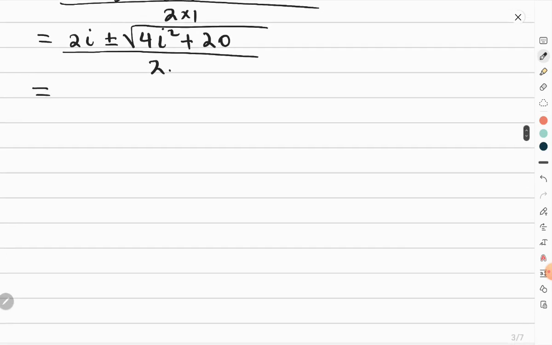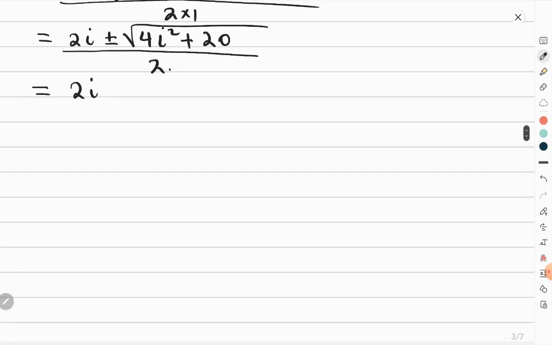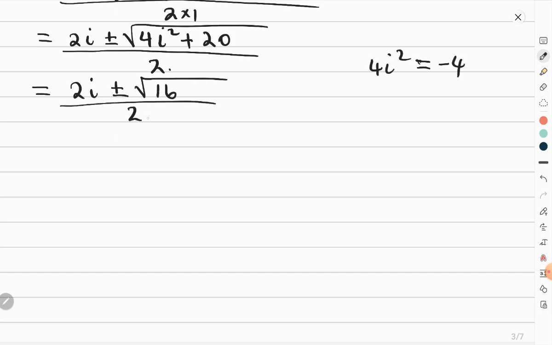Now simplifying this, we are going to have 2i, then plus or minus 4i squared, which is basically equal to negative 4 because i squared is just negative 1. Then we have the square root of 20 minus 4, which is now going to be just 16. Then this is equal to 2i divided by 2, which is basically just i. Then plus or minus the square root of 16, which is just 4, then divided by 2, that should make it just 2.